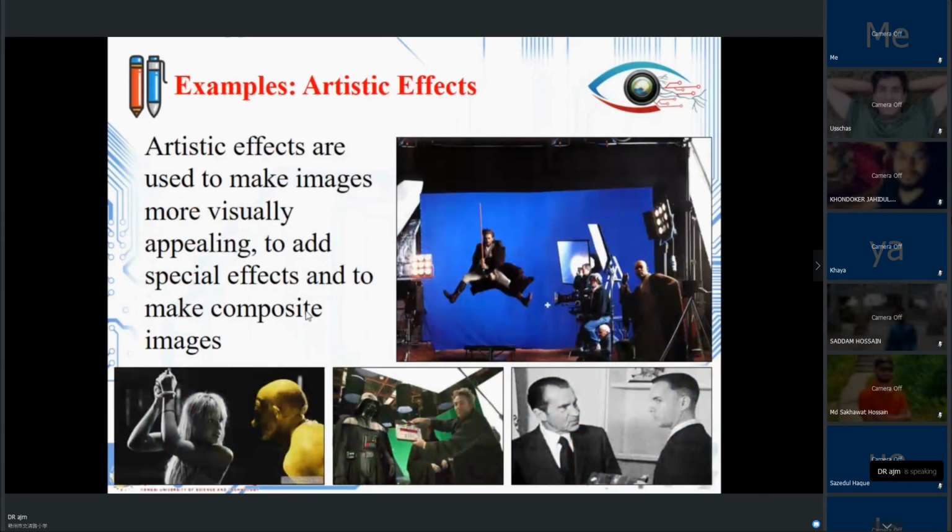A new field for image processing is the filmmaking and movie industry, which nowadays uses a specific technology. They call it, I forgot the name, they call it green screen, yes, and blue screen, with the help of which they can add or remove so many parts from the actors.